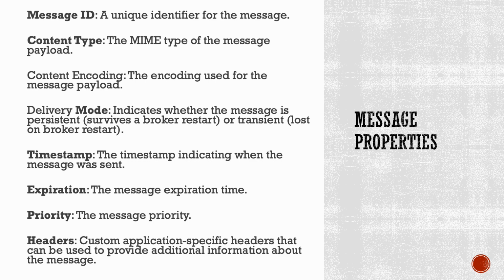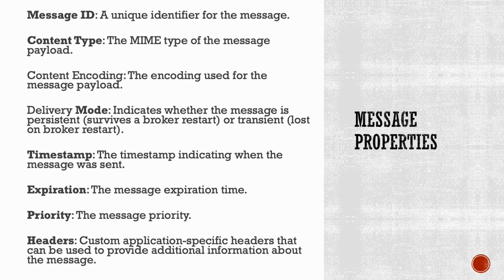Content encoding. The content encoding property specifies the encoding used for the message payload. Encoding refers to the process of transforming data from one representation to another, such as converting text from UTF-8 to ASCII or compressing binary data. RabbitMQ supports various encoding mechanisms, including standard encodings like UTF-8, ASCII, and binary encodings like base64. The content encoding property allows the consumer to correctly decode and process the message payload.